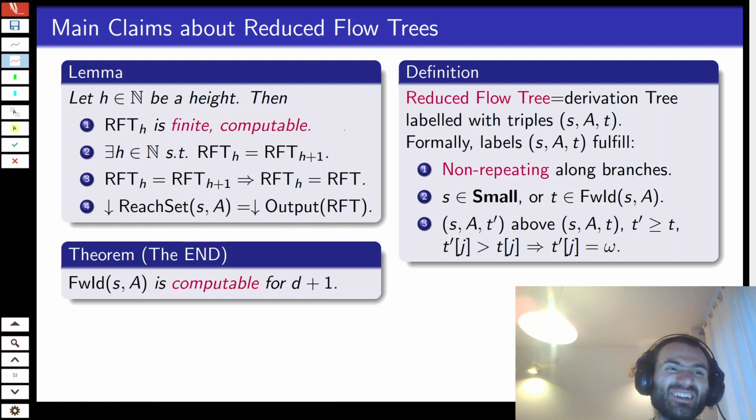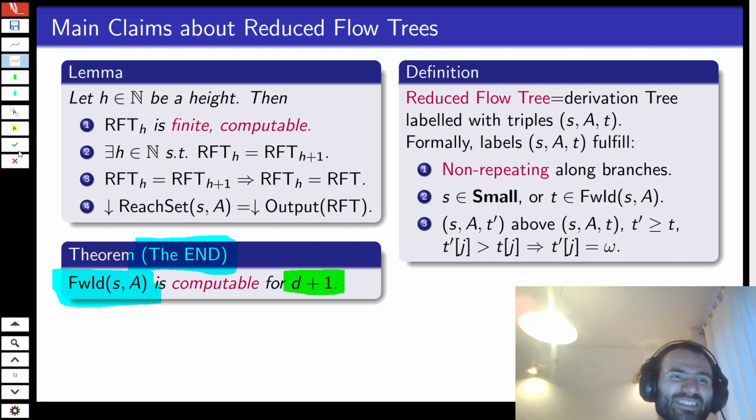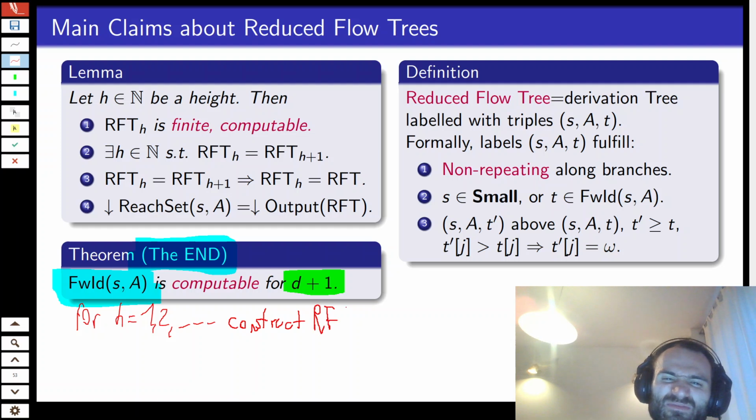And now from these, we can finally reach the end. The last thing we have to prove, the induction step for forward ID. Forward ID is computable for D+1 counters. Why is this? Well, essentially the 4 conditions are constructed such that this is possible. What does the algorithm do? Well, in a loop for h equals 1, 2, and so on, construct RFT_h.